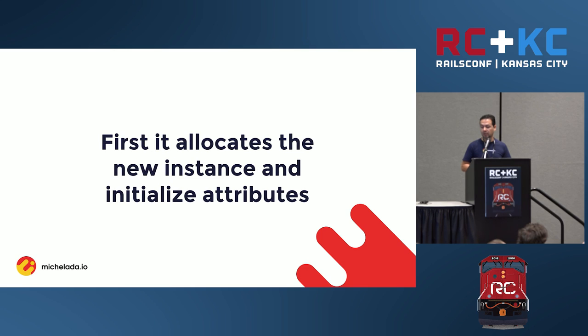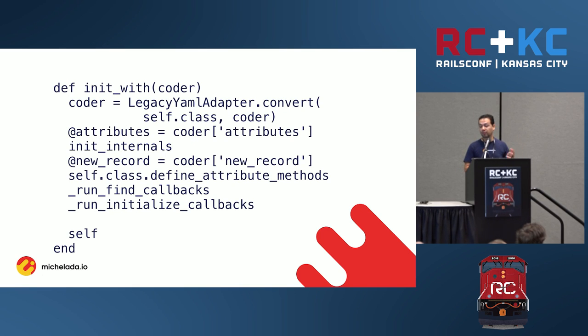The instantiate method does a few things. The first thing is that it needs to allocate the object, like actually create the object of the user model. And then it needs to initialize the attributes. And this is an important step. Actually, the code for initializing the attributes is the one that you're seeing here.